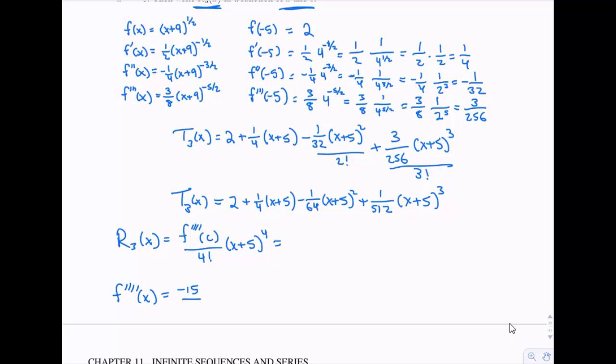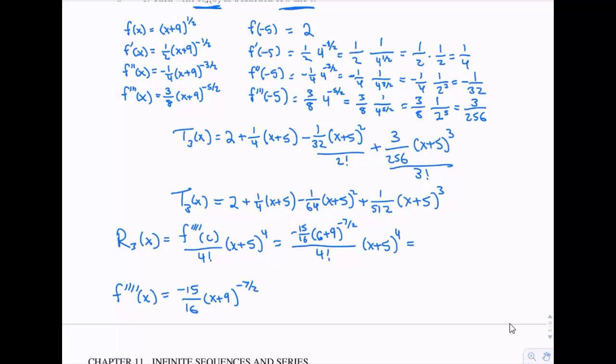Okay, so what is the fourth derivative? Well, we take one more derivative from the third derivative, right? So we get the -15/16 times x plus 9 raised to the -7/2. So and we need to evaluate this at c. So instead of x, I suppose I should plug in c. So let me just erase this. There's my c. Divided by 4 factorial times x plus 5 to the fourth power.